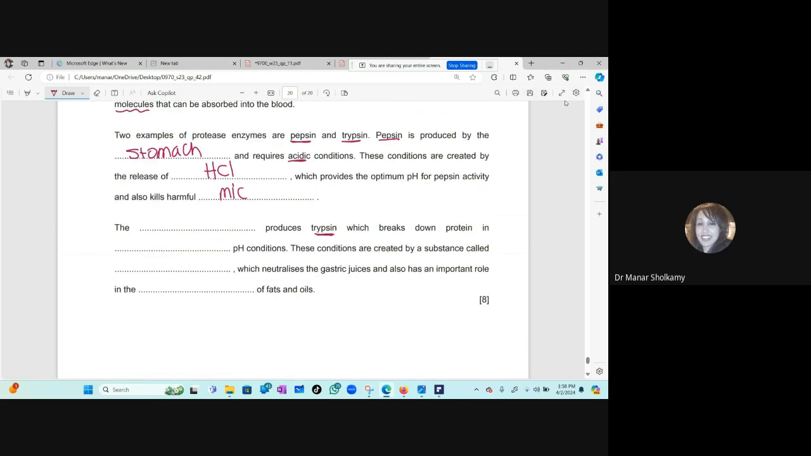What produces trypsin? The small intestine. Correct. The small intestine, or you can also write the pancreas, which breaks down protein in what conditions? Alkaline conditions. Correct. Well done. Who will provide the alkaline medium? The sodium bicarbonate in the bile. Correct. You are perfect. Which will neutralize the gastric juices and also has an important role in the what of fats and oils? Emulsification. It's an easy question.